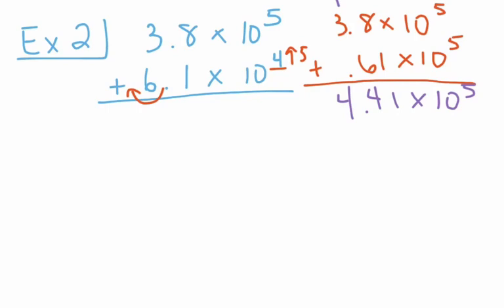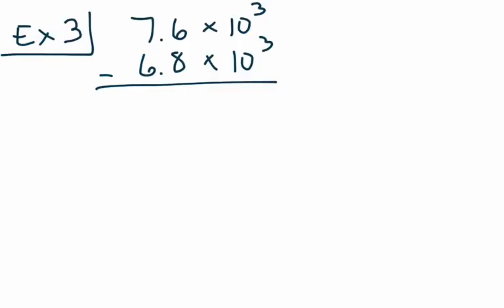I have a single digit number in front of a decimal, so at that point I am good with that answer. Okay, let's take a look at a couple more where we are subtracting now. Our next example, we have 7.6 times 10 to the third minus 6.8 times 10 to the third.